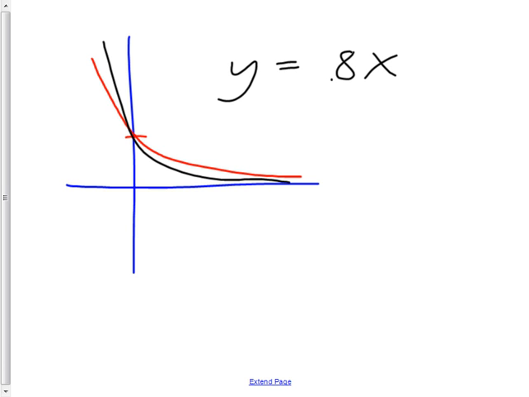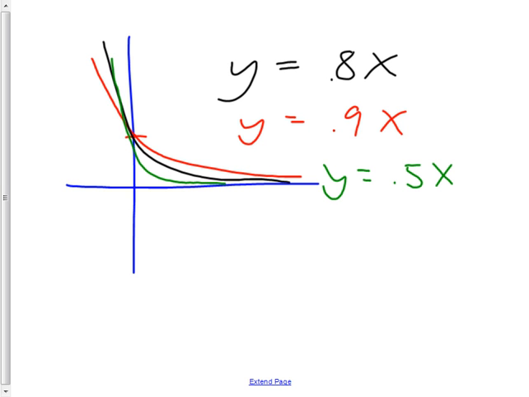20% decay. So the red one is not decaying as fast. The red one would have to be something like 0.9x, because the red one is only decaying at what percent? 10%. Okay? So bottom line is that the more it decays, like let's do a crazy one. Let's do the green one. Y equals 0.5x. That's 50% decay, and if it had 50% decay, it's going to go down way steeper.